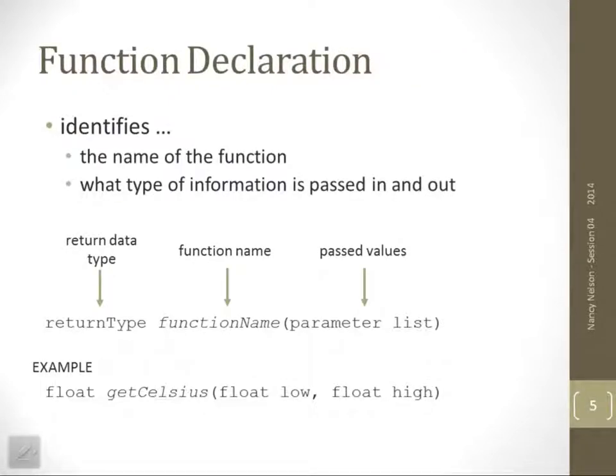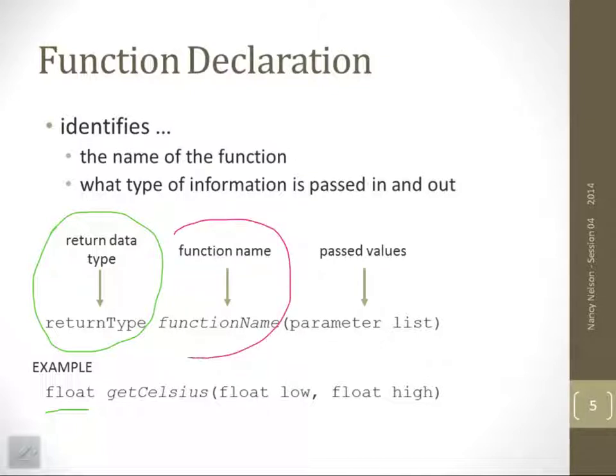Let's start with the function declaration. As we recall, it defines two things: the name of the function and the type of information coming in and out. So let's dissect it. First, we can see the return data type. What this is going to do is tell us what information is going to get passed back and made available to the calling function. So if we look at our example down here, we can see that this particular function is going to return a floating point number to whatever function called it. That means that the calling function is going to be able to use this value.